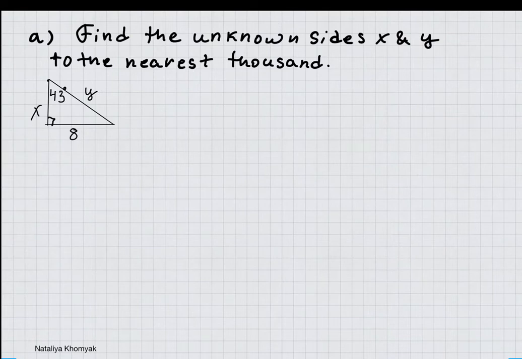In this problem, we have to find unknown sides x and y to the nearest thousandth. We have angle of 43 degrees and we have the opposite side to the angle, which is equal to 8. One of the trig functions that's using opposite side to the angle is the sine of an angle equals opposite side divided by hypotenuse.